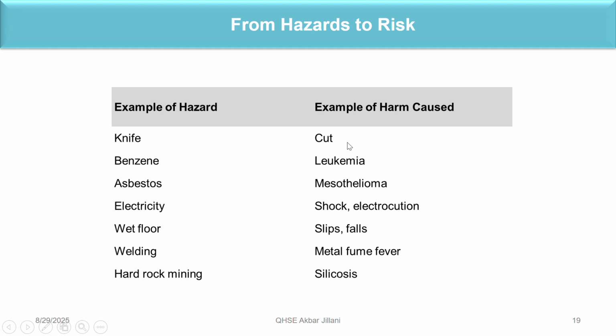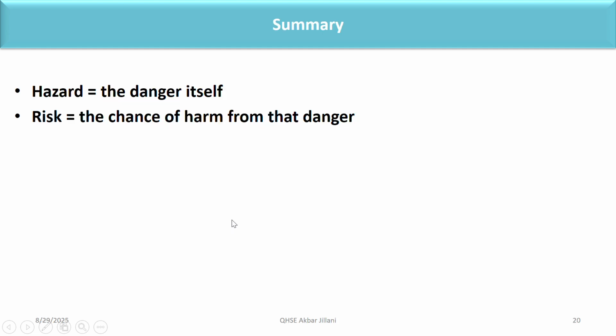Now, like we have a knife. Knife, what's the risk? Cut. Benzene. Benzene is a carcinogenic material that causes white blood cell cancer. Asbestos fiber, mesothelioma, is also a type of lung cancer. Electricity, shock, electrocution. Wet floor, slip and fall. Welding, metal fume fever. Hard rock mining, silicosis. So the summary is: the danger itself is called a hazard, while the chance of harm from that danger is the risk.